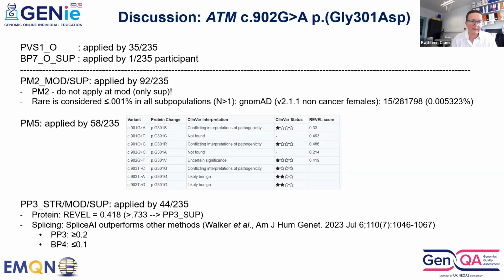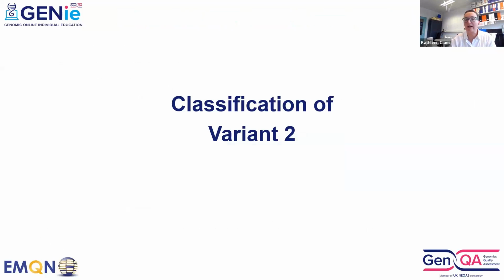Or if you realize that it's the first nucleotide of an exon, you should also look at the splice predictions, and the value obtained was 0.04, which is lower than what could be applied for PP3 and too high for BP4. So in that sense, it also cannot be applied. And I think this was the last thing I want to discuss. So I would like to hand over the word to Miranda to discuss the second variant.